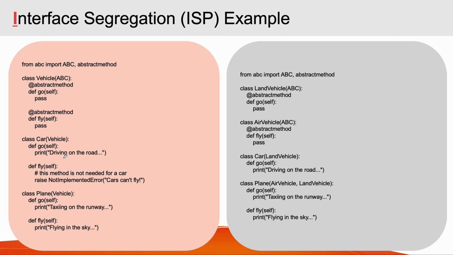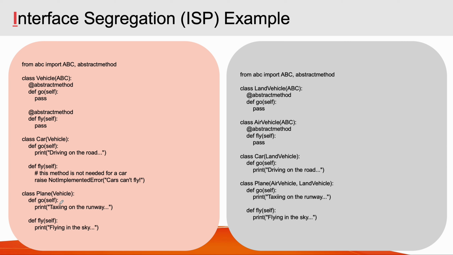So as you can see here, the car is extending the vehicle class, and it has to implement both of them, even though we know that a car can go on the road only, it cannot fly. So what we have done here, as you can see in the fly method, we have raised an exception called NotImplementedError, with the message that cars can't fly.